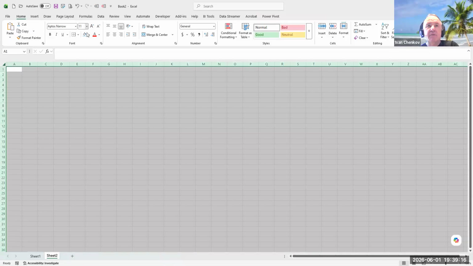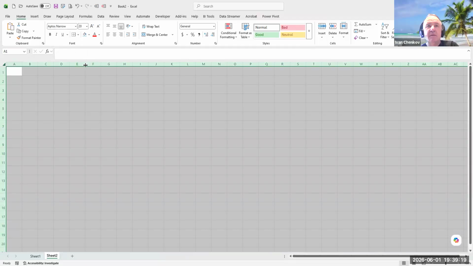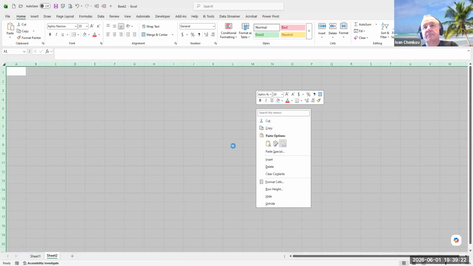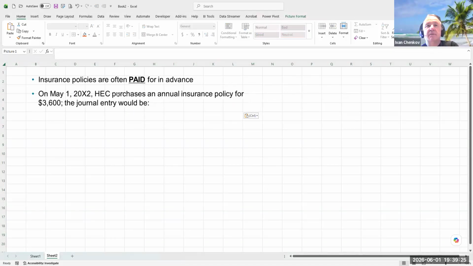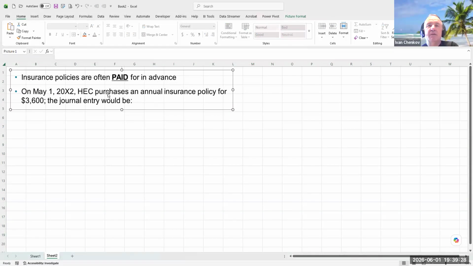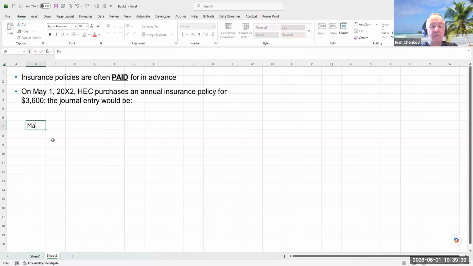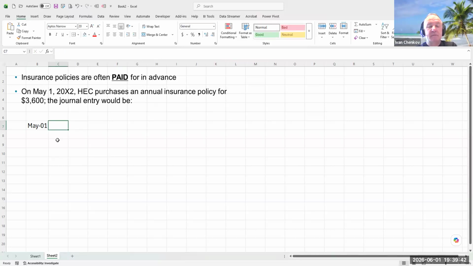Let me format it a little bit so we can do the debit and credit here, and we're good. So we purchase the insurance policy. As you know, with an insurance policy you first have to pay, and then you can enjoy the insurance. If you don't pay, there's no insurance. So what we did on May 1st, we purchased insurance. What do we get? Debit. What will this be for us? Is it going to be an expense or is it going to be an asset?